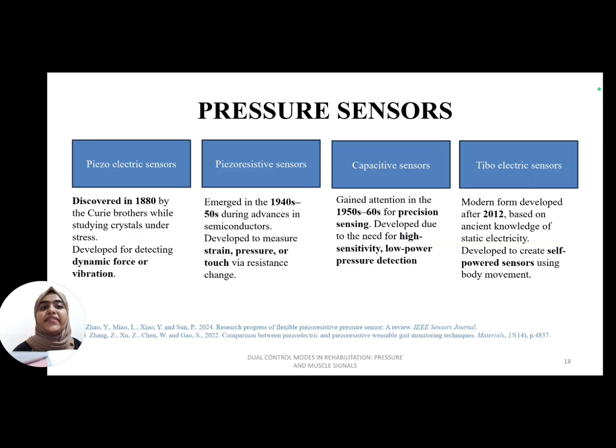Next we have several types of pressure sensors which are used for the acquisition of pressure signals. The first one is the piezoelectric sensor, then the piezoresistive sensor, then capacitive sensors, and finally dielectric sensors. In this session I'll be focusing mainly on piezoresistive sensors, as they are mainly used for many applications in rehabilitation. It is developed to measure strain, pressure or touch via resistive changes.